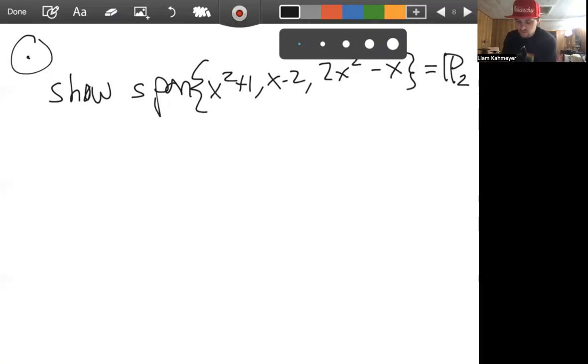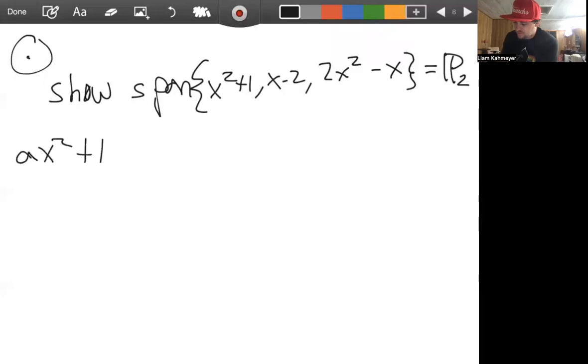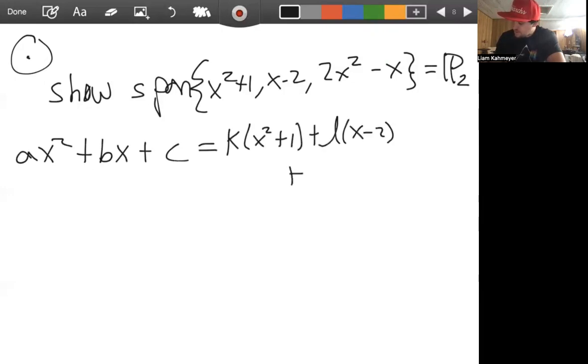So let's write an arbitrary element of P2 as ax squared plus bx plus c, right? Now, to show that any element is in the span of these three elements here, what we have to do is find k, l, and m such that k times (x squared plus 1) plus l times (x minus 2) plus m times (2x squared minus x) holds for some values k, l, and m. But we have to figure out what those are, right?